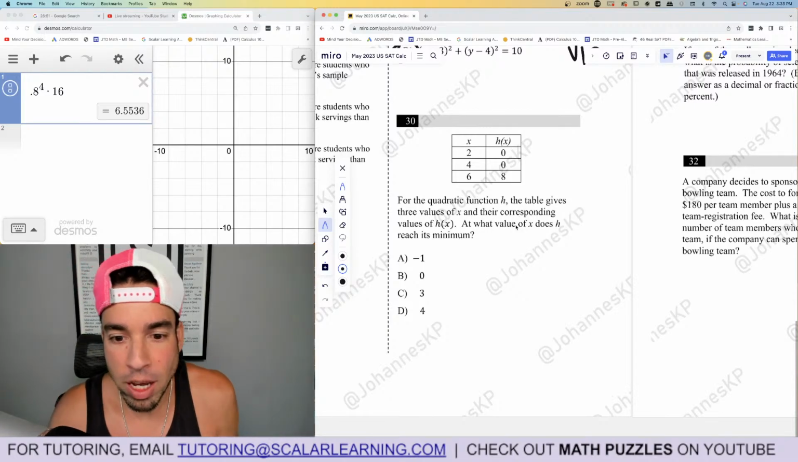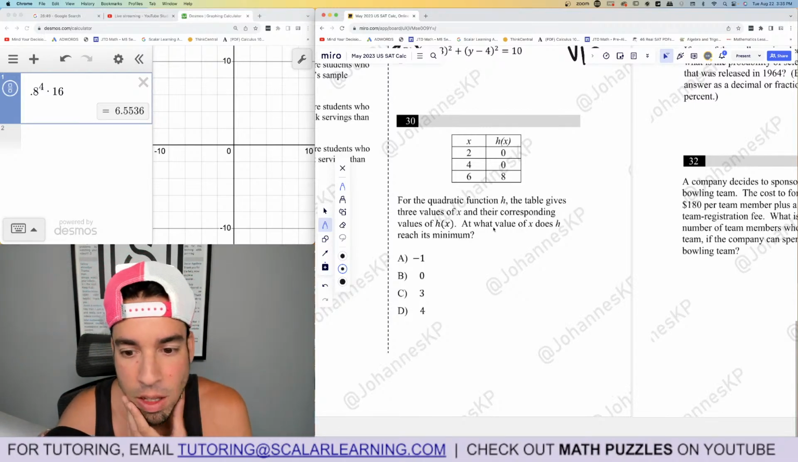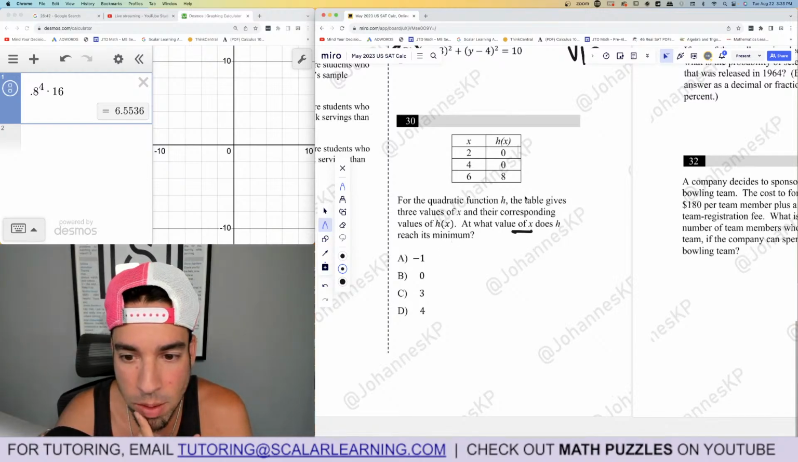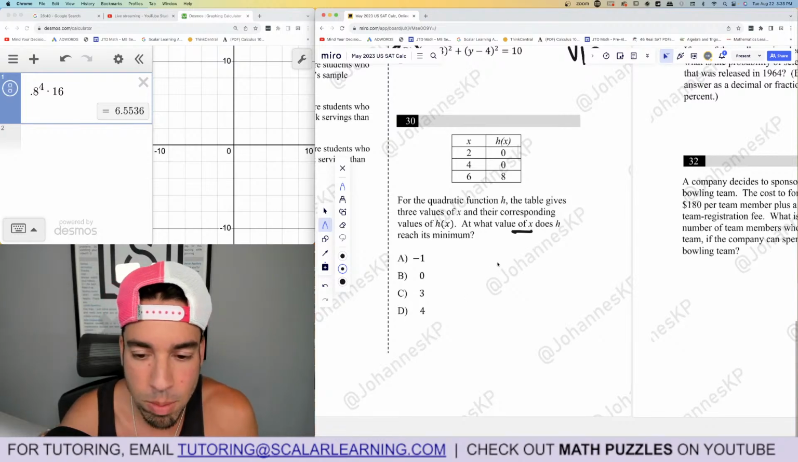30. For the quadratic function, let me get a little coffee. For the quadratic function h, the table gives 3 values of x and the corresponding value of h of x. At what value of x does h reach its minimum? Wait a minute. X-intercepts. Oh, it's going to be at the vertex.